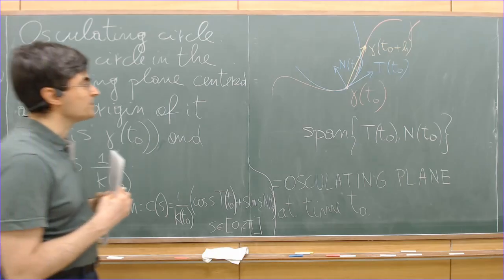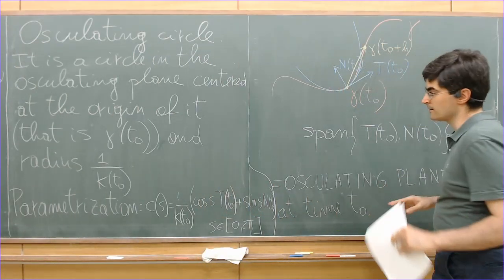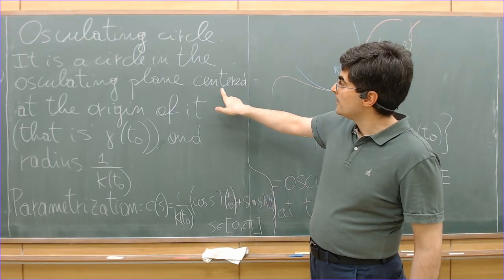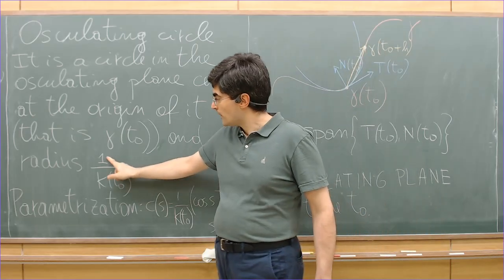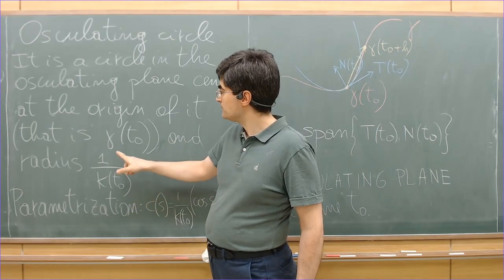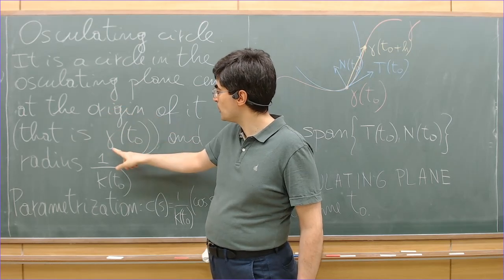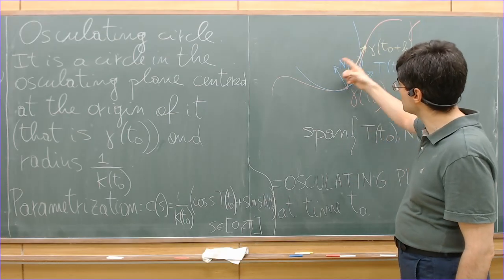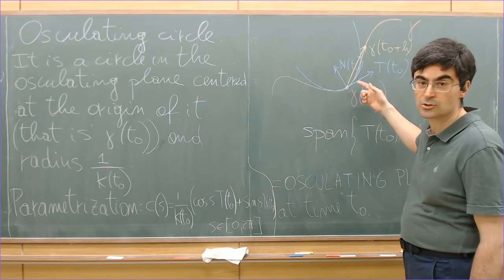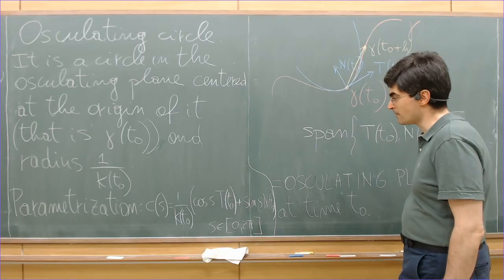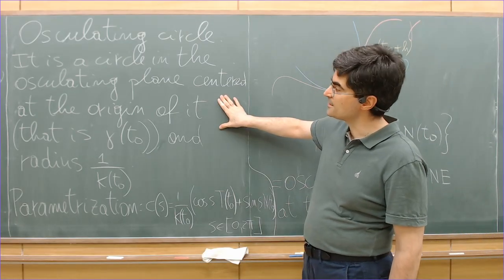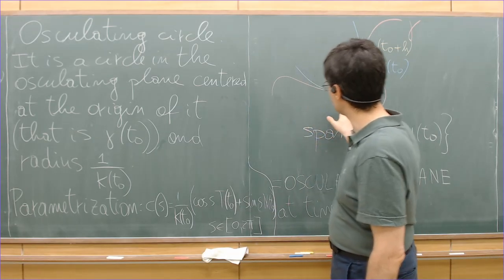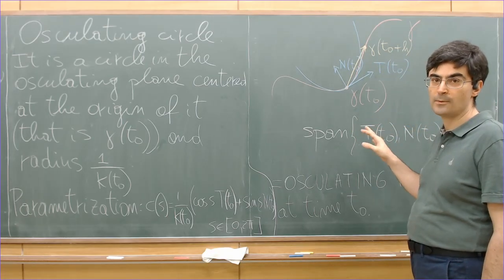Now, if we sketch a circle having radius 1 over k t0 and center the point gamma t0, it's not clear how this circle can approximate our curve. So even though this is the definition, the position of this circle is not for the moment optimal.